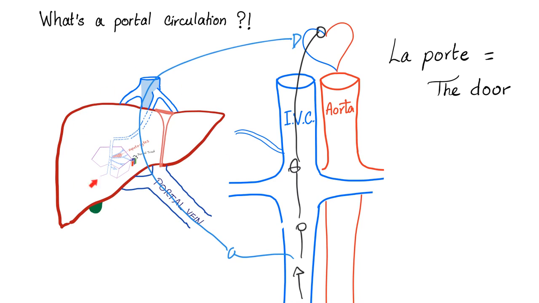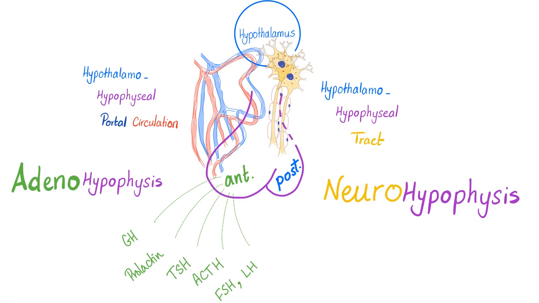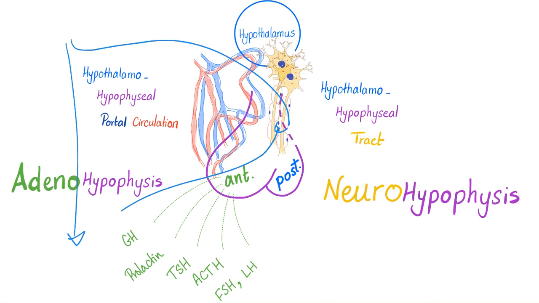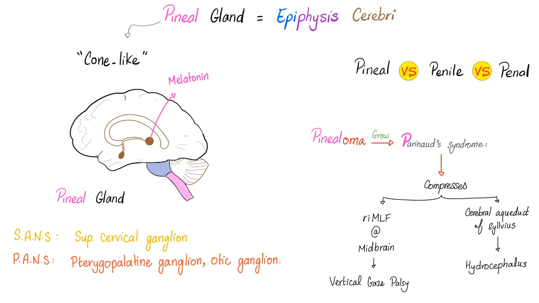Because the liver is very important. That's a door, that's a back door that you have opened. That's why it's a portal circulation. Similar story here. The blood was just going down, but why wouldn't you shunt here because the hypothalamo-hypophyseal portal circulation is important and then go back? Oh, that's an idea. Next, the pineal gland or the epiphysis cerebri.